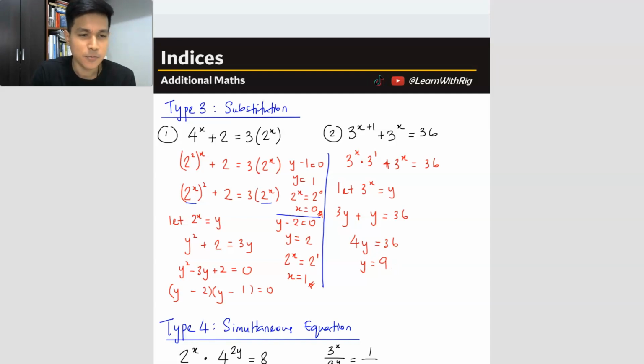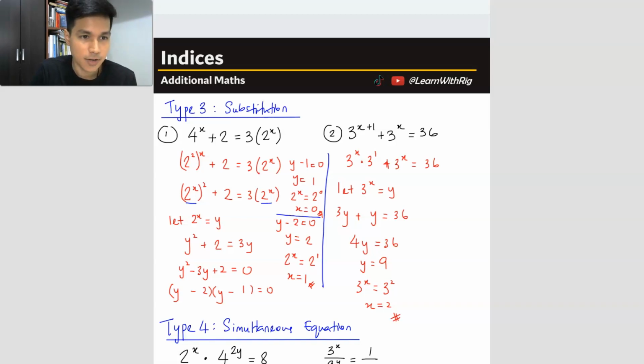Oh sorry, wait. What am I thinking? We are not done yet, because this is y. We cannot leave it as y. We have to put it back to the original equation, which is 3 power x. 3 power x equals 9. 9 is what? 3 square, right? So from here, we know that x equals 2. So that's how you use substitution.